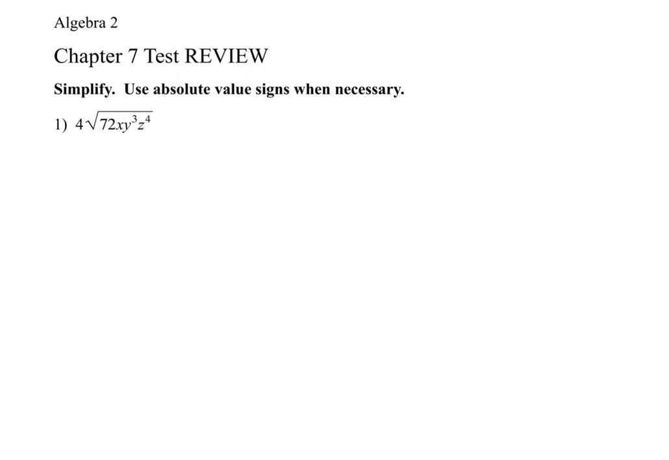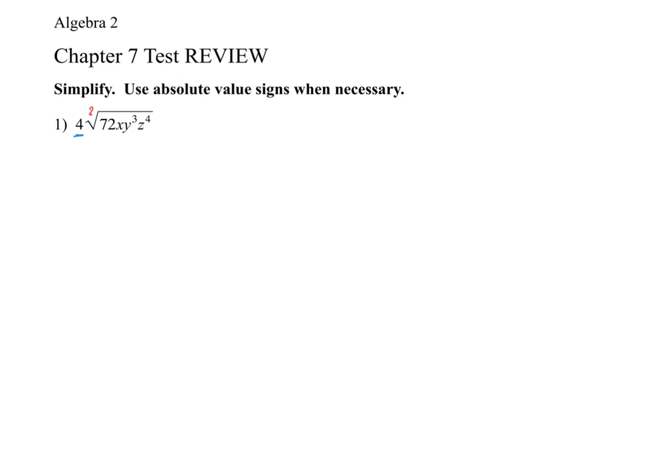So when you are doing these, the first thing you need to look at is the index. The index, if you don't see one, is a 2. So now we're going to look for everything that groups in 2s. If it groups in 2s, it can come out. If it does not, it will stay in.